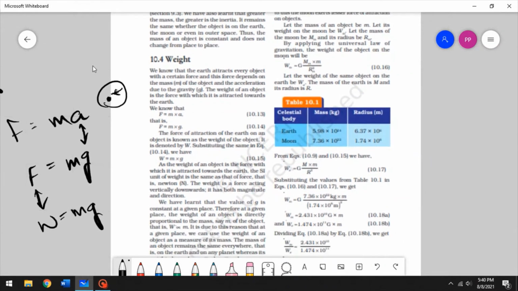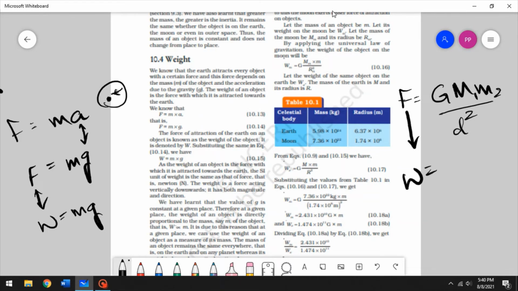If we're thinking about a situation about planets, the actual equation would be F equals G m1 m2 by d squared. So F can be replaced with W because it's the weight.